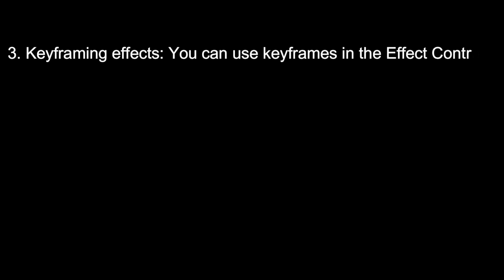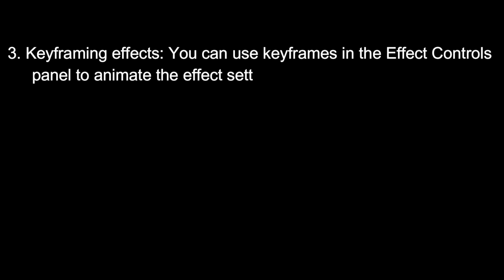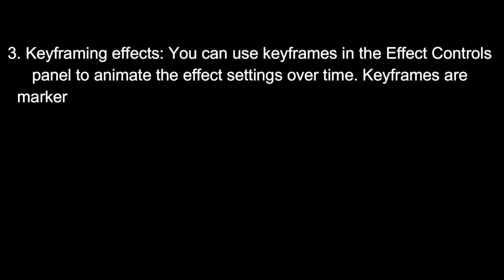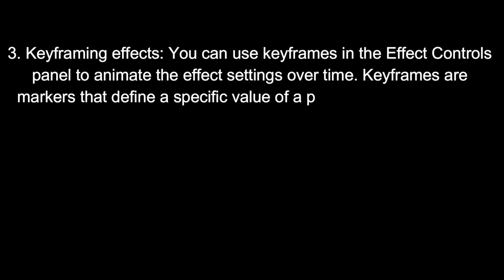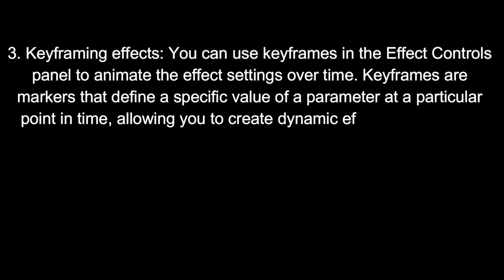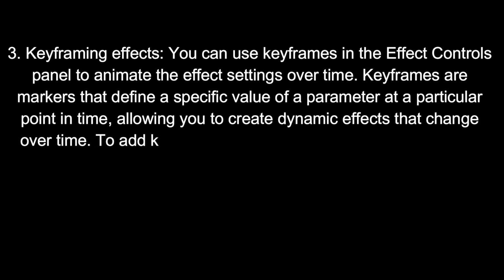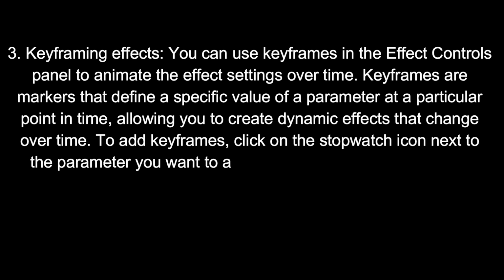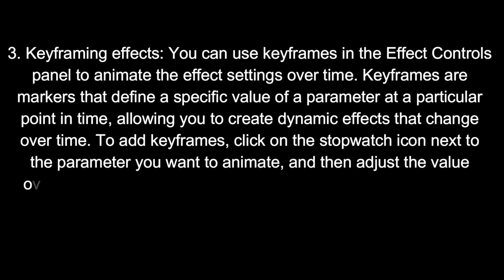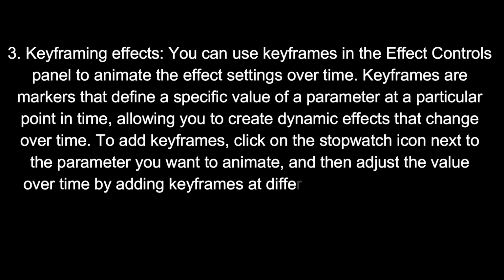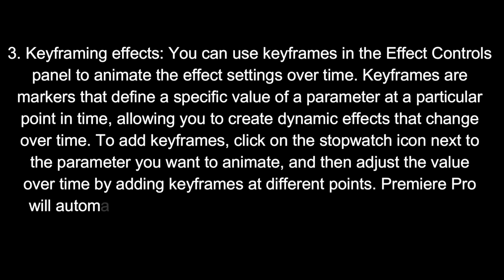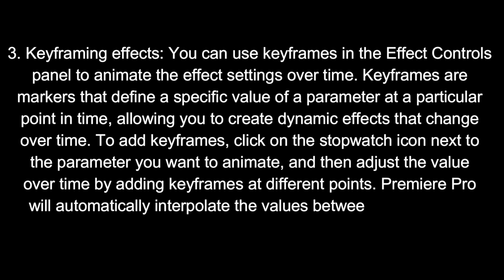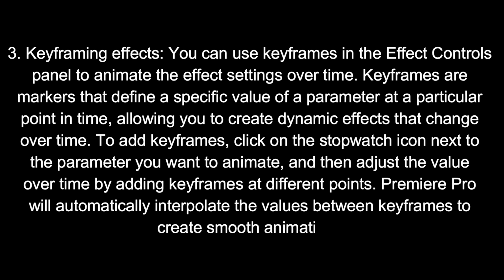3. Keyframing effects. You can use keyframes in the Effect Controls panel to animate the effect settings over time. Keyframes are markers that define a specific value of a parameter at a particular point in time, allowing you to create dynamic effects that change over time. To add keyframes, click on the stopwatch icon next to the parameter you want to animate, and then adjust the value over time by adding keyframes at different points. Premiere Pro will automatically interpolate the values between keyframes to create smooth animations.